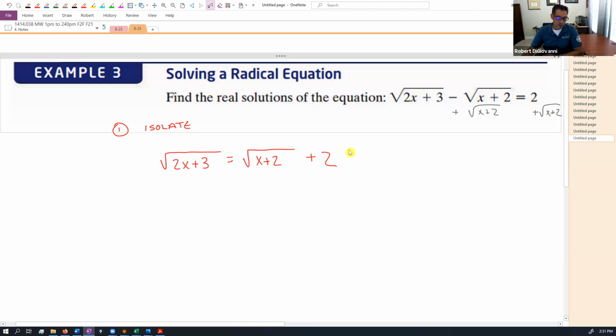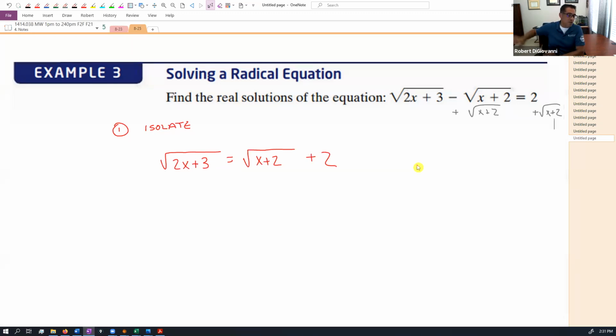It does not matter which way you write this. You could put the 2 here and the radical here, or just leave the radical and put the 2 here. It's your choice. So because I had 2 radicals, I have to choose one of them. And the one I choose, I leave it on one side, and then the other radical just has no choice but to go to the other side. All right? Okay, now, second step is to square both sides.